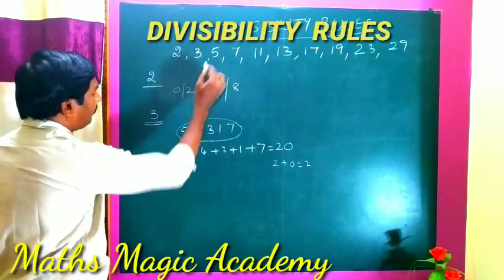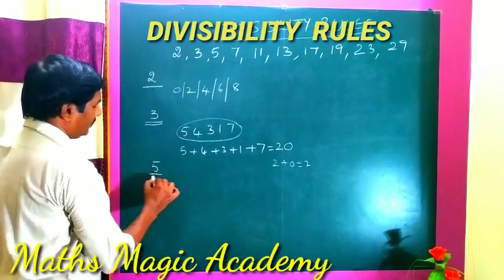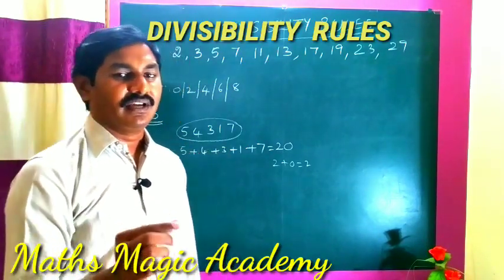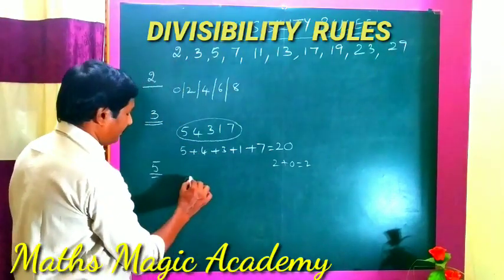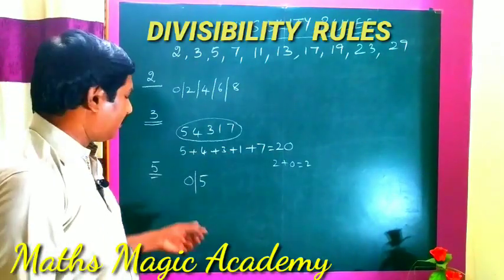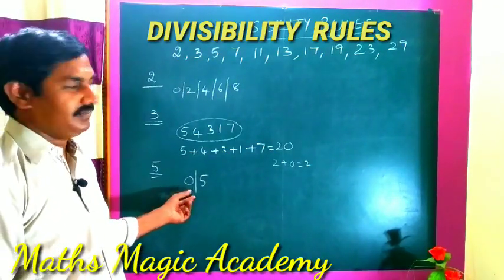Now the divisibility rule of 5. It is very simple. If the number ends with the digit either 0 or 5, then we can say the number is divisible by 5.